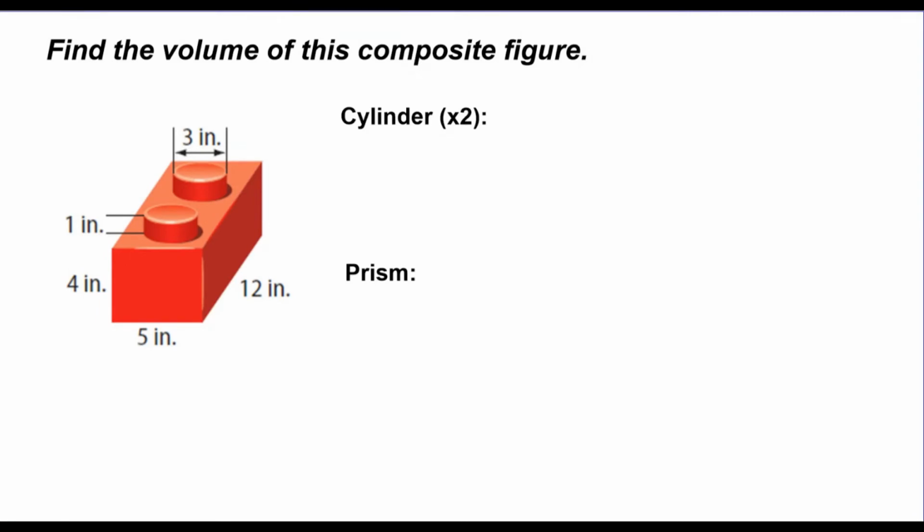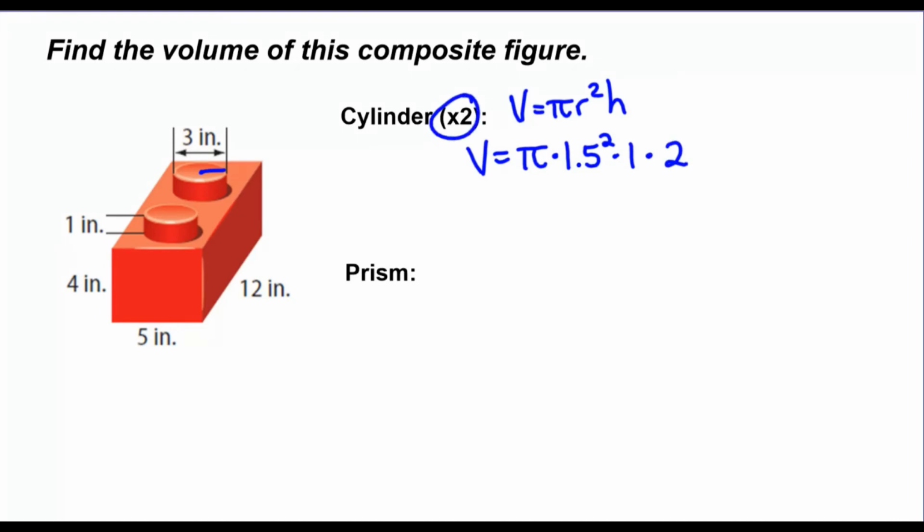So the volume of our cylinder is going to be pi r squared times the height, and the radius of each one of these cylinders is 1.5 inches. So it's going to be pi times 1.5 squared times the height, which is just 1. And then I'm going to multiply this by 2, since there's two of them. So I'm just going to double that volume, so then I can get the volume of both of my cylinders together. And again, I'm going to do all this multiplication first before I go ahead and multiply by pi.